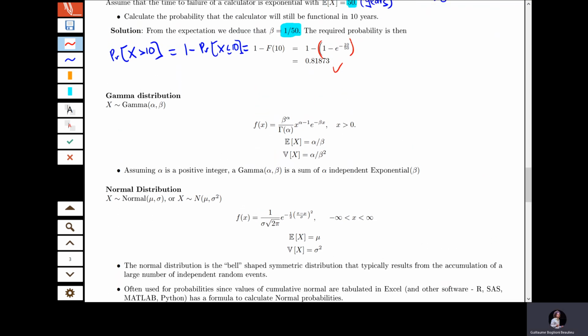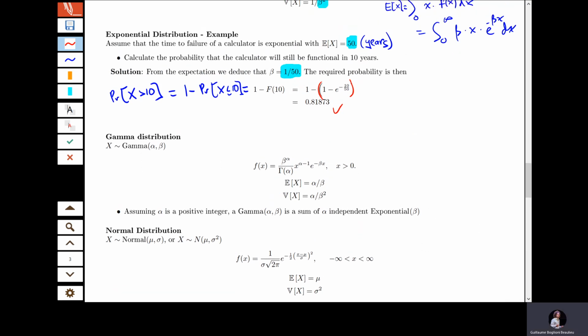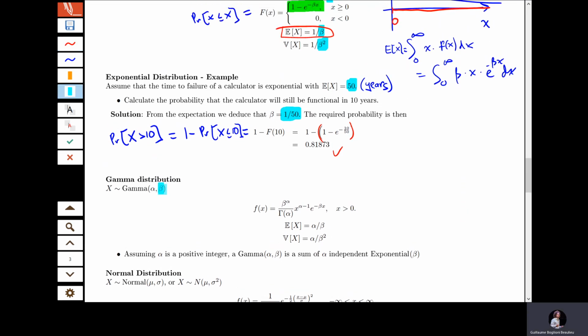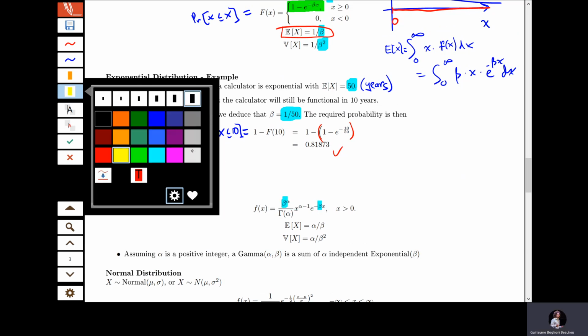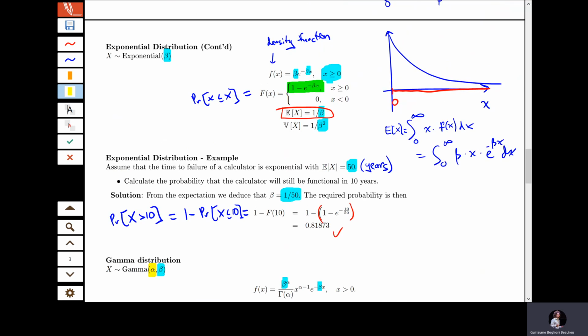Just very quickly, the gamma distribution is, in a certain sense, a generalization of the exponential, because you see that it also has this parameter beta, but it has another parameter. So it's a more complex random variable, because roughly speaking, if you have more parameters, then you have more flexibility to fit whatever phenomena you want, because there are more directions in which the shape of the density function can move.